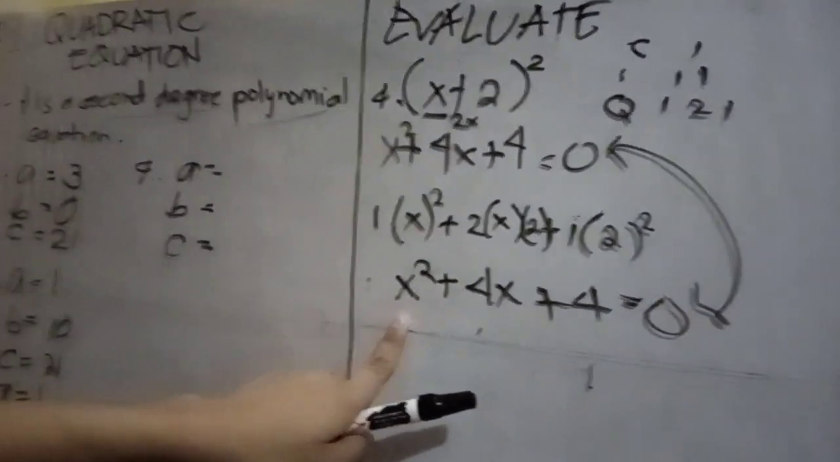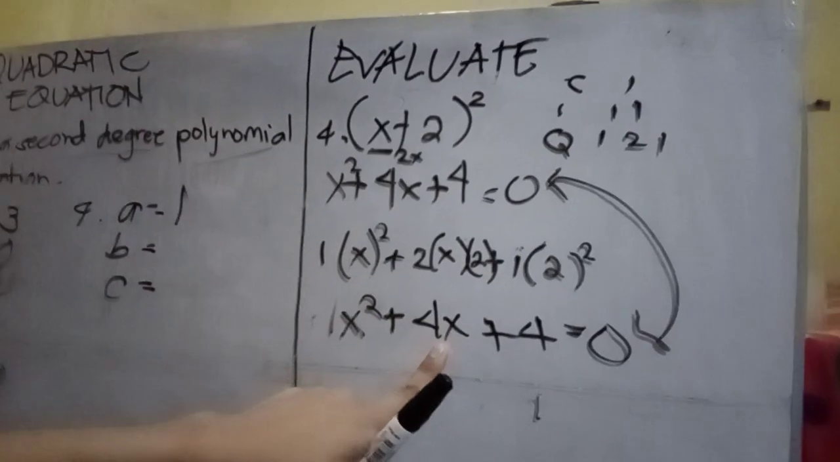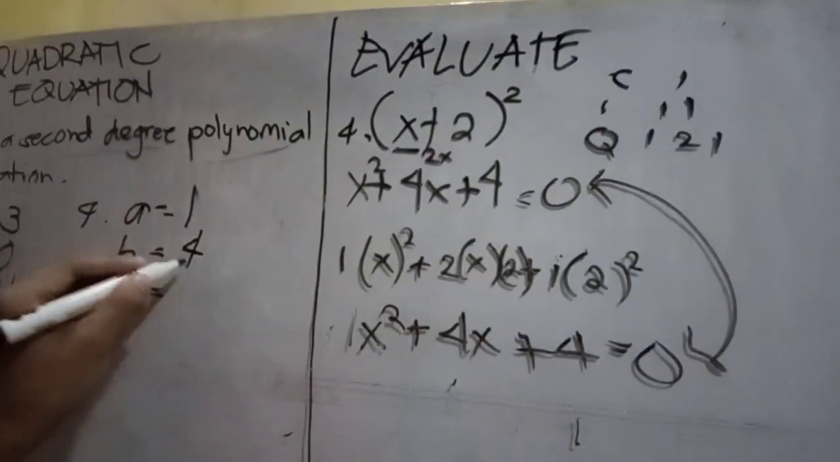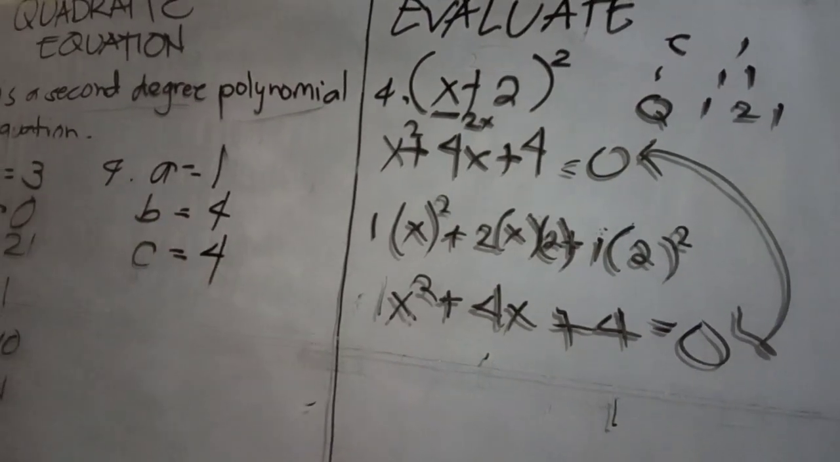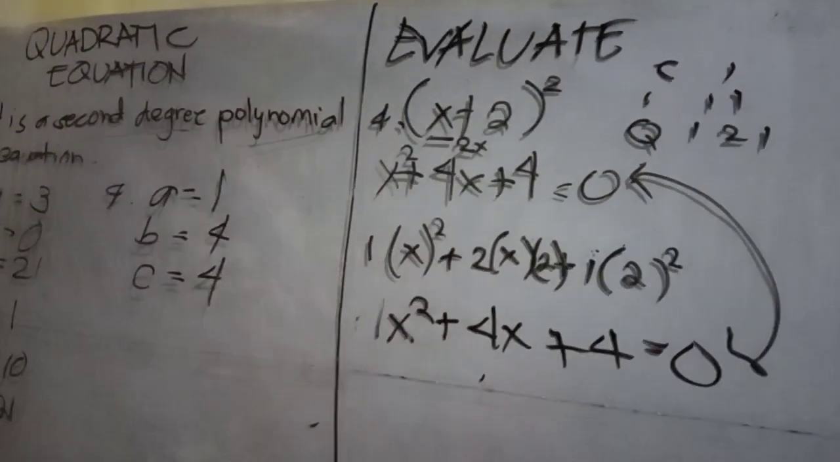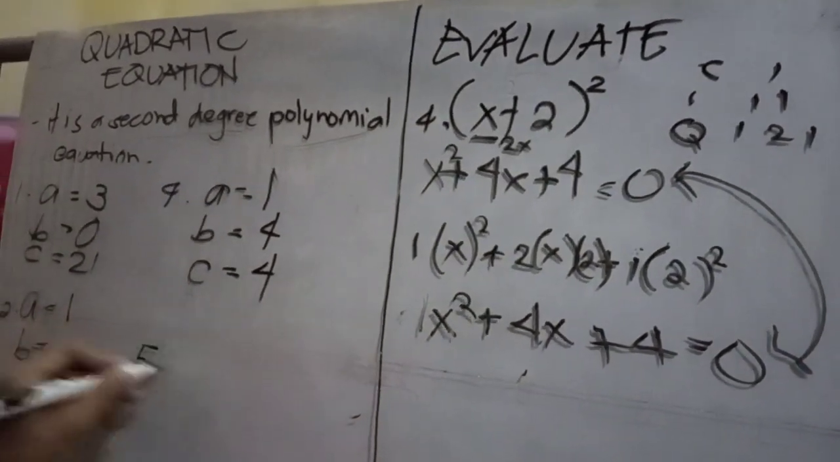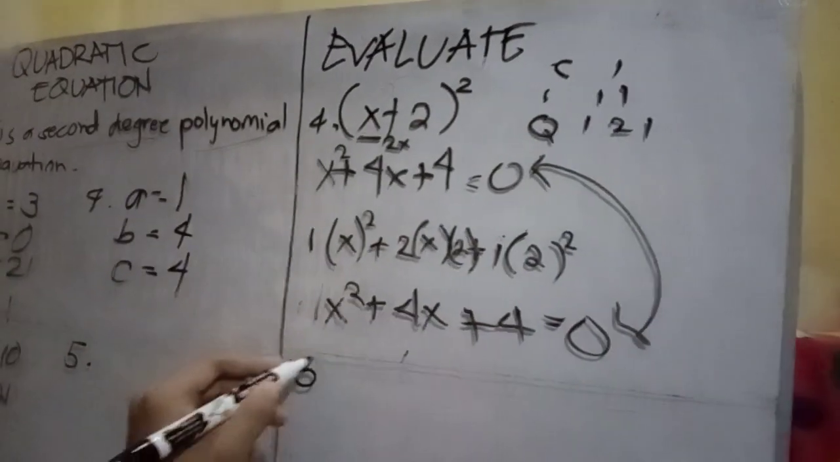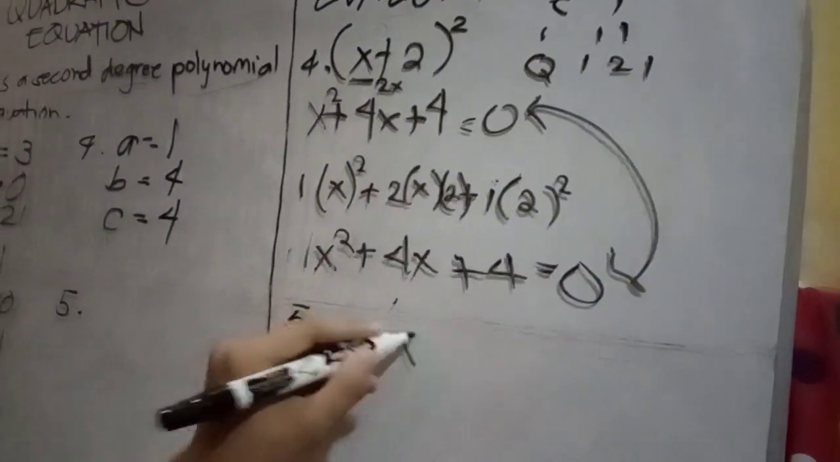So now, we have only 1 if there's no whole number. Then 4 is the linear term. Then the 4 again is the constant term. So now, linisin ko lang. So now, yeah. Next, another example. Wait. So now, how about this?